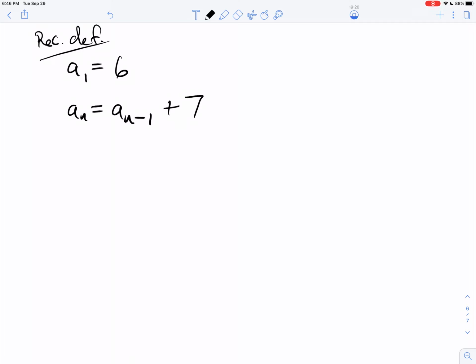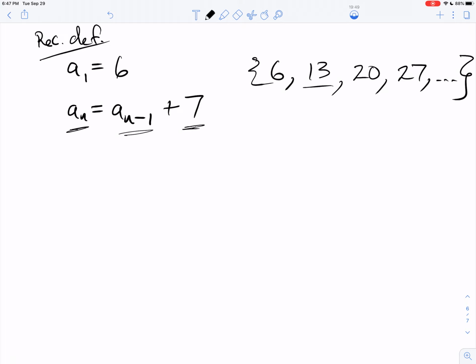What does this sequence look like? Well, it says here a1 is 6, so start my list at 6. And then it says here, if you want to know any number, you better take the one that came before it and add 7. So if I want to know what this number is, I better add 7 to the one that came before it. I will get 13. If I want to know the next one, I would take 13 and add 7 to it, and I'd get 20. And if I want to know the next one, I would get 27. And I could keep doing this as long as I want.